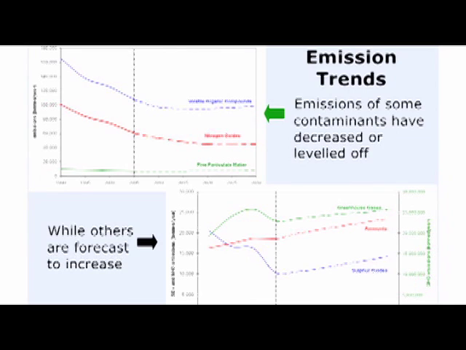And then ammonia, the red line above that, is basically largely related to agricultural activity. So with growth in agricultural activity, we also expect growth in ammonia emissions.